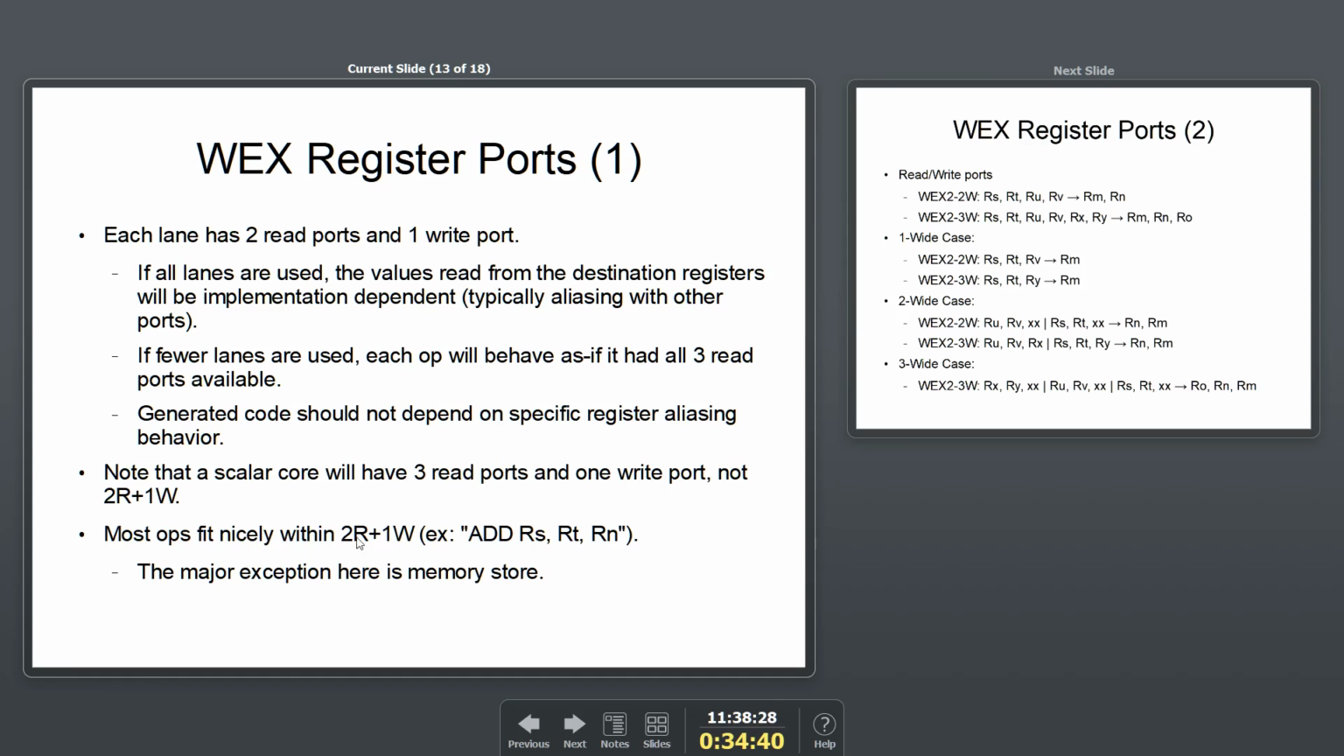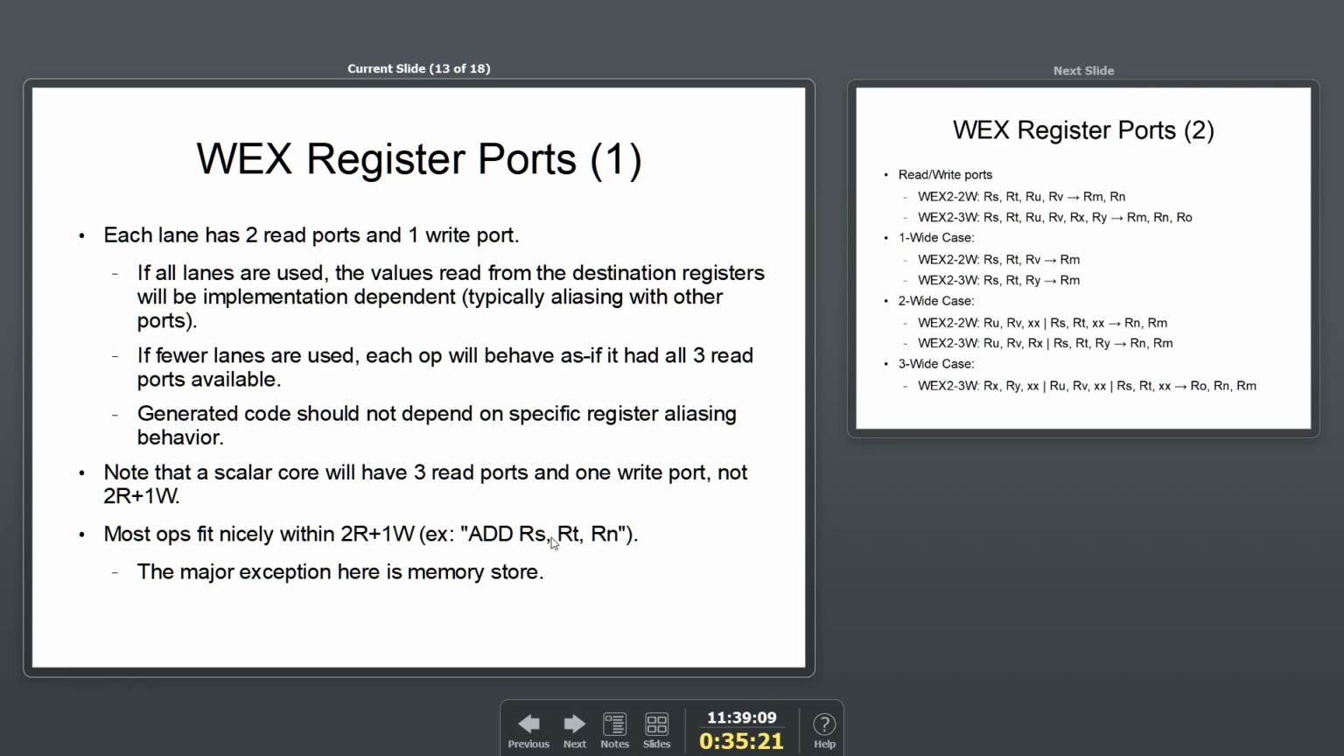Most operations fit nicely with the 2 read plus 1 write configuration. So for example, adding two numbers only needs 2 source ports and 1 destination port, and likewise for most other operations. The main exception here is memory store. It's because memory store effectively needs two operands to generate the address, and the destination port is basically used as a source port for the value to be written back to memory.